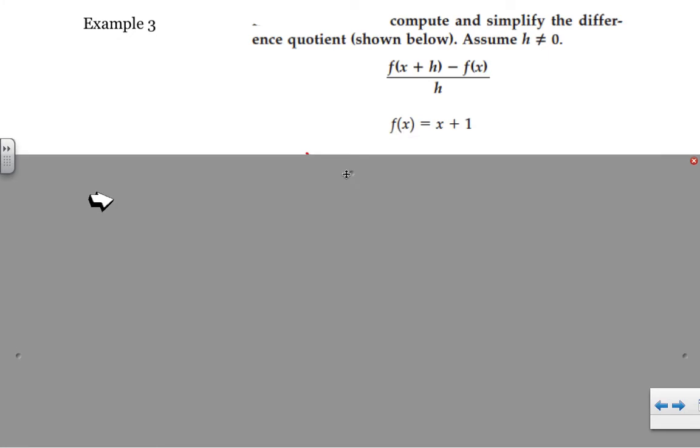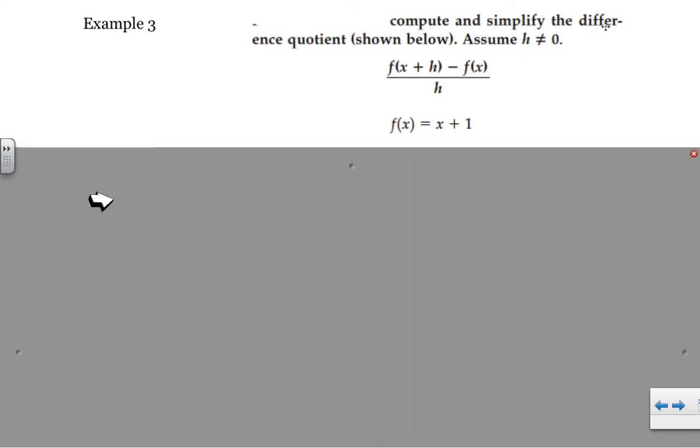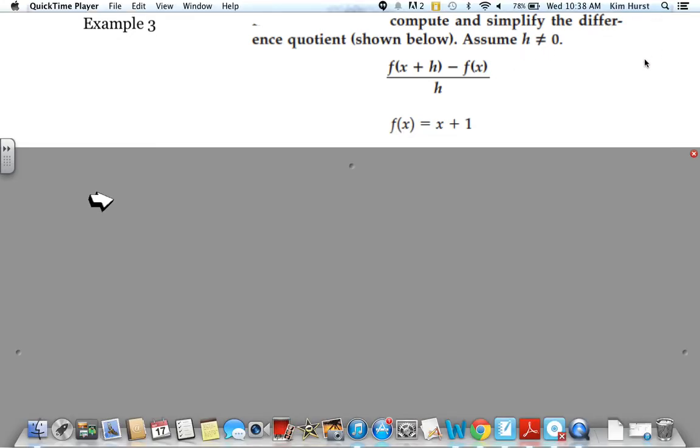All right, example 3. So example 3, this is a little more complicated, and it's because we're plugging in stuff for huge functions. So we're doing a lot to the function itself, all right? So if you look at this, it gives me a big function. It says f of x plus h. Look at this, sorry, I'm going to point, okay? f of x plus h minus f of x divided by h, all right?